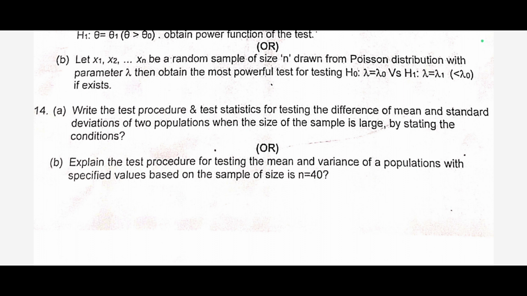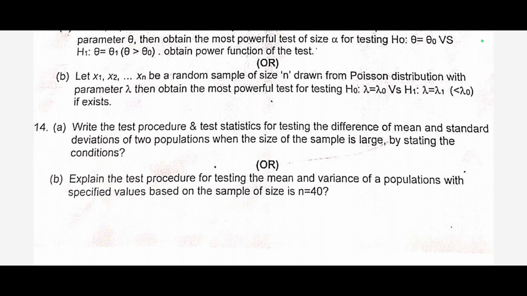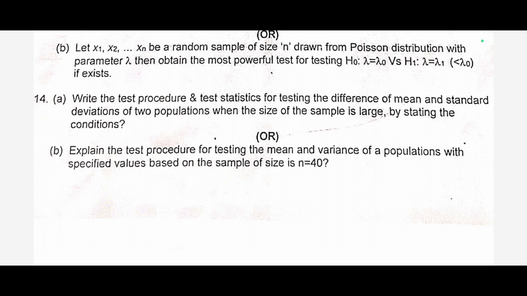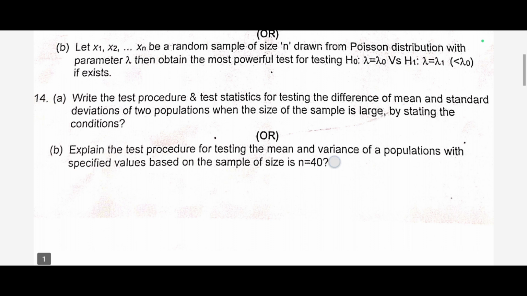Next, let x1, x2 and so on xn be a random sample of size n drawn from the Poisson distribution with parameter lambda. Then obtain the most powerful test for testing H0: lambda equals lambda 0 versus H1: lambda equals lambda 1, if it exists.